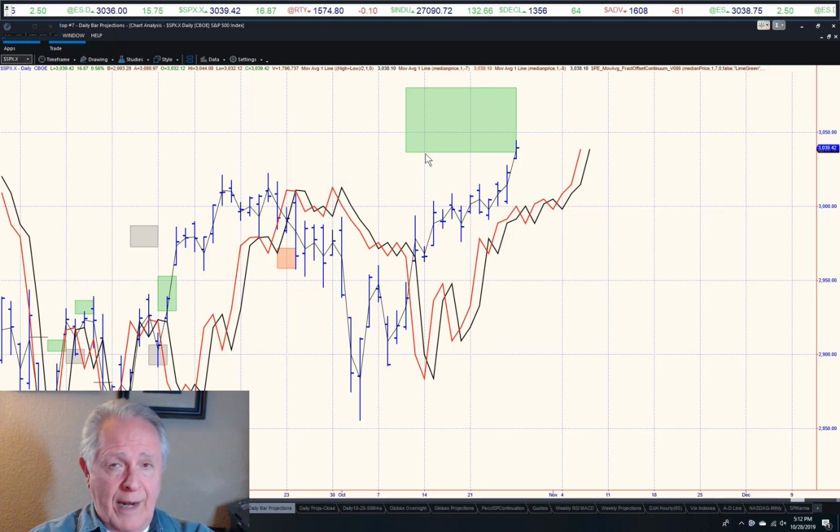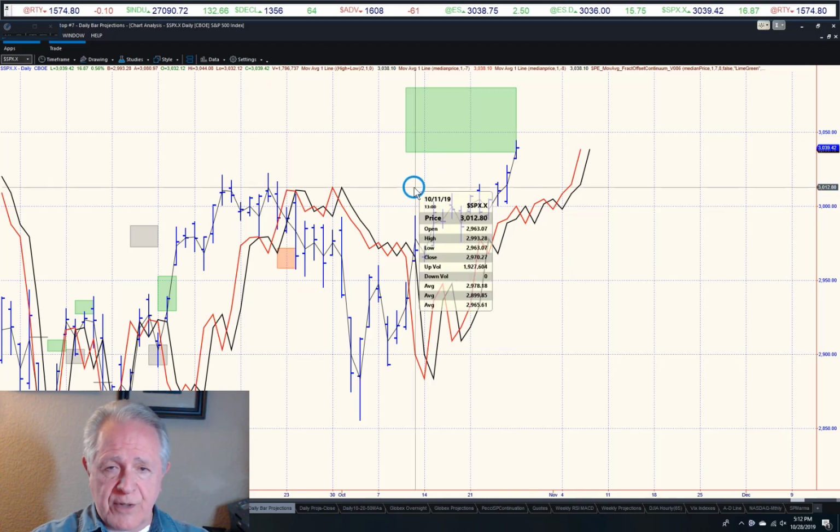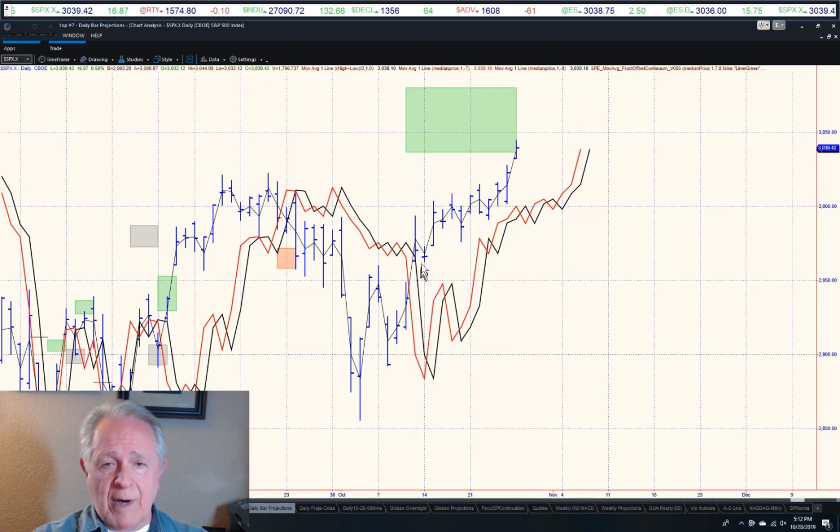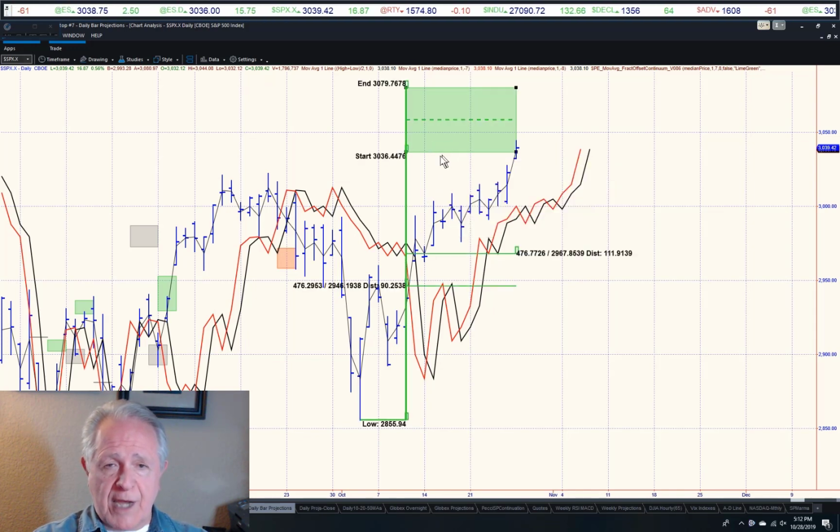So we're going to start right out with this fabulous projection software and just give you an idea of what's happened over the past week or two. On October 11th, we broke above both these offset lines, and that generated an upside projection on the S&P cash between 30.3645 rounded off and 30.7977. So we've slowly made our way up there, and today we got right inside the projection window.